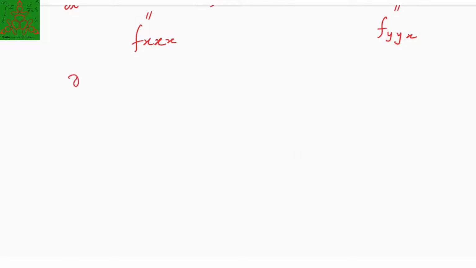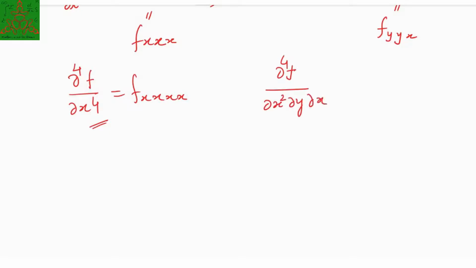In the same manner you can talk about del power 4 f upon del x power 4, which is denoted as fxxxx, so it is four-time differentiation of that. So what should be the notation for this one? Can you tell me? This is del square f upon del y del x. How can you represent this in terms of f notation? If you want to write it down, just pause the video and think for the answer. So the answer is fxyxx.